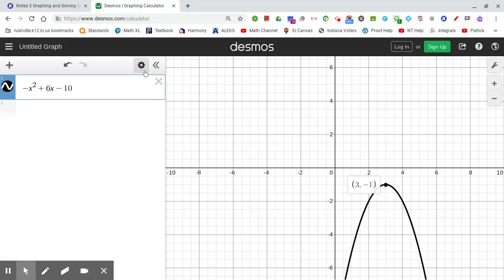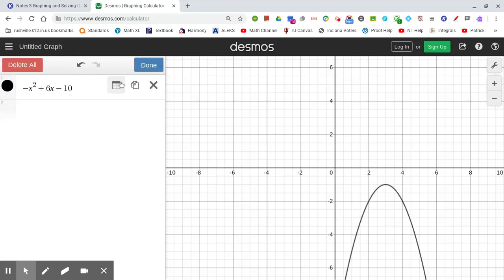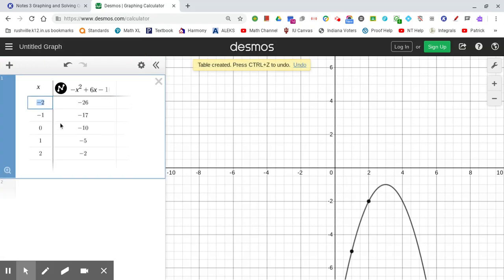So then up here in the gear, it says edit list. You're going to click on that. You're going to convert to a table, and you want to make the vertex be the center of your table. So then you're going to count up and you're going to count down. So 3, 4, 5, then 5, 4, 3, 2, 1.